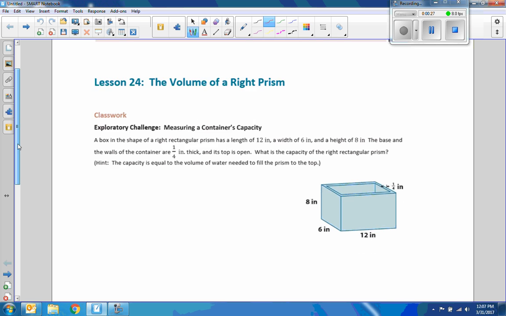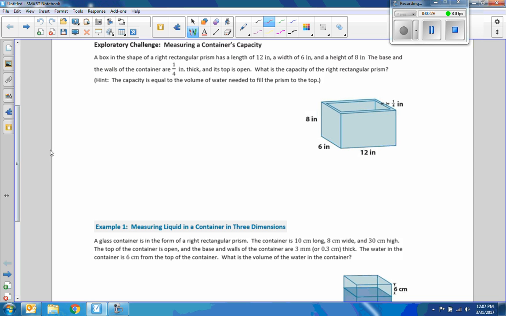So, the exploratory challenge starts out here. Don't be scared off by the word challenge. A lot of students see that and say, do we have to do that? Yes, you have to do that. Alright, so measuring a container's capacity. We have a box here in the shape of a right rectangular prism. It has a length of 12, a width of 6, and a height of 8 inches, and it's all labeled for us. The base and the walls of the container are 1/4 of an inch thick, and its top is open. So it's like an aquarium, actually, okay?